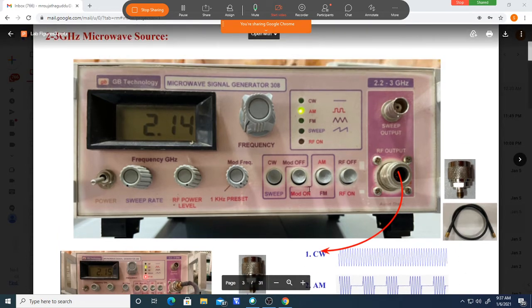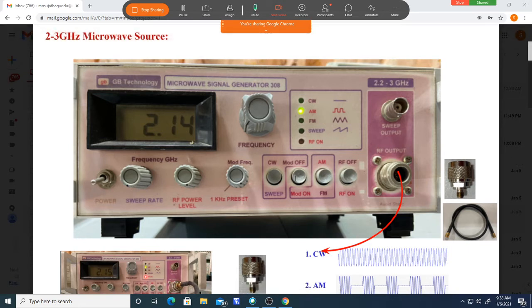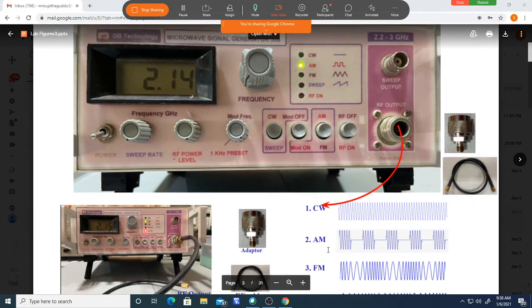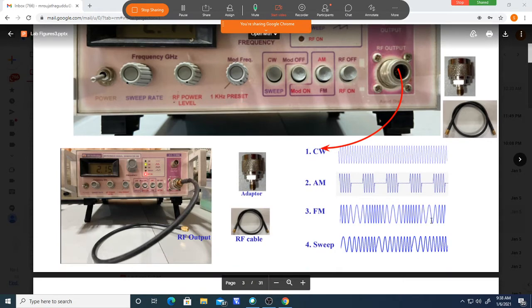Similarly, if you want FM, you should keep modulation on. That means this must be in the pressed position, this must be open, it should not be closed, because we do not want continuous. So modulation we want, press this button. Next, FM we want, you press this button, this LED will turn on. So the FM output will come out from here, like this.